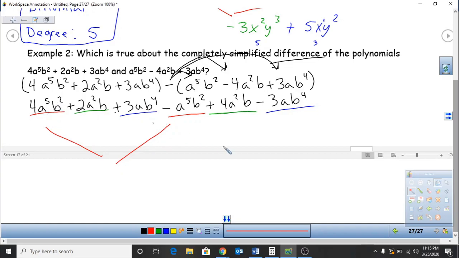So I'm going to write down my final answer. I have 4a to the 5 b squared minus 1, because remember there's a 1 in front of the minus term. So that's going to leave me with 3a to the 5 b squared.